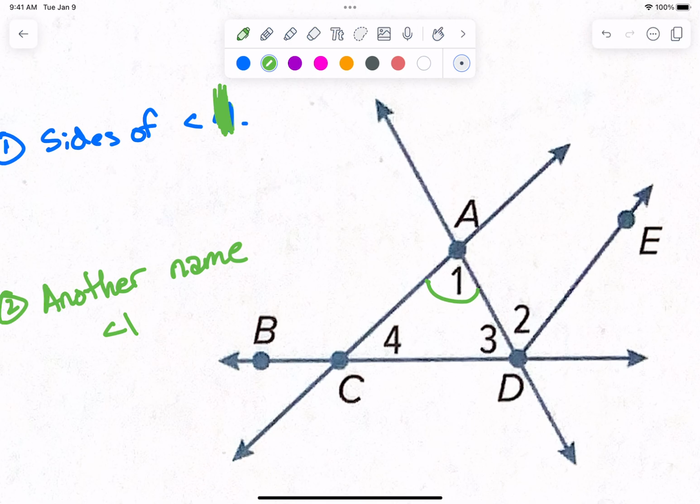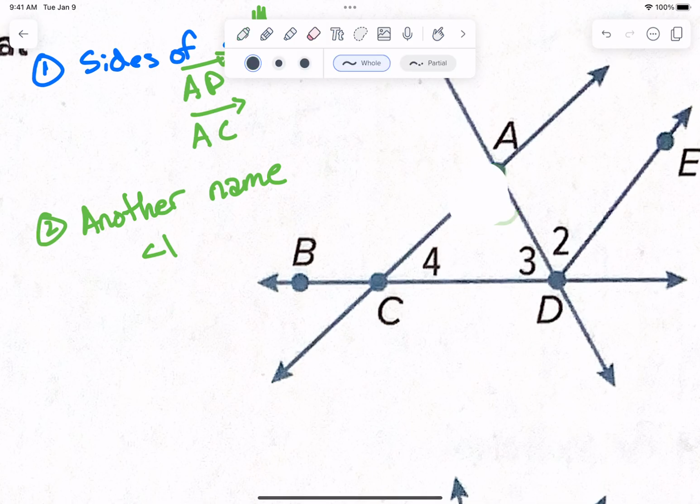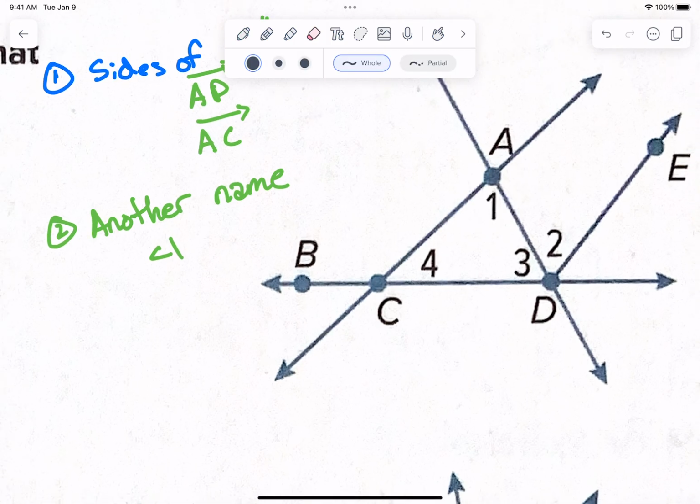Angle 1's vertex is A, so both of the sides have to start with A. So AD and AC. It has to start with A. Got it? Give me another name for angle 1, using letters. Angle something. There's a couple of them.